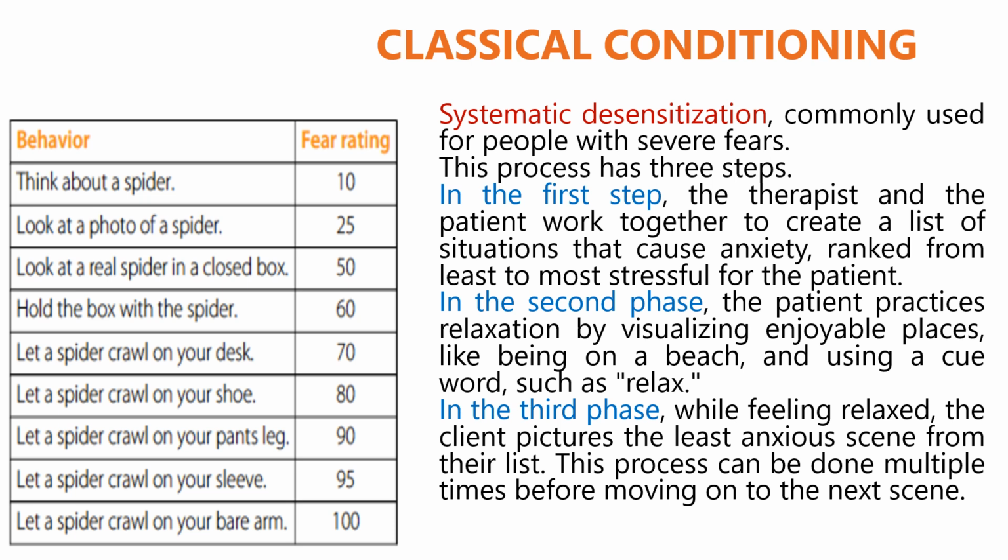In the third phase, while feeling relaxed, the client pictures the least anxious scene from their list. This process can be done multiple times before moving on to the next scene or next feared object. So there are multiple steps that can be taken. For example, in case of fear of spiders, one can ask them to think about the spider first, and then when the anxiety is reduced because of thinking, the person can be given a photo of a spider. In a further step, a real spider in a closed box is exposed.